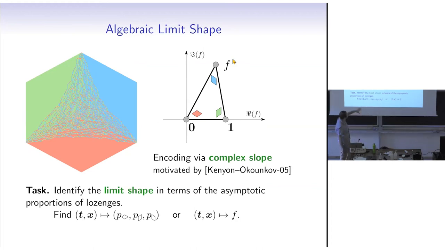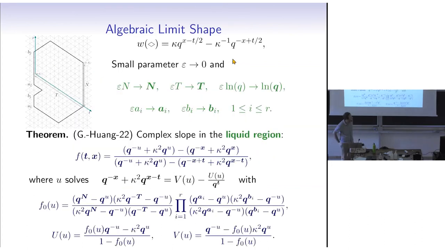So now we want to find asymptotically this function f as a function of t and x. We know already that it will be kind of trivial outside of this Arctic curve from the previous slide. So really we want to find it inside this Arctic curve. So what's happening there? Okay, that is our next theorem. The setting is the same. It's again this trapezoid with mesh size becoming smaller and smaller.